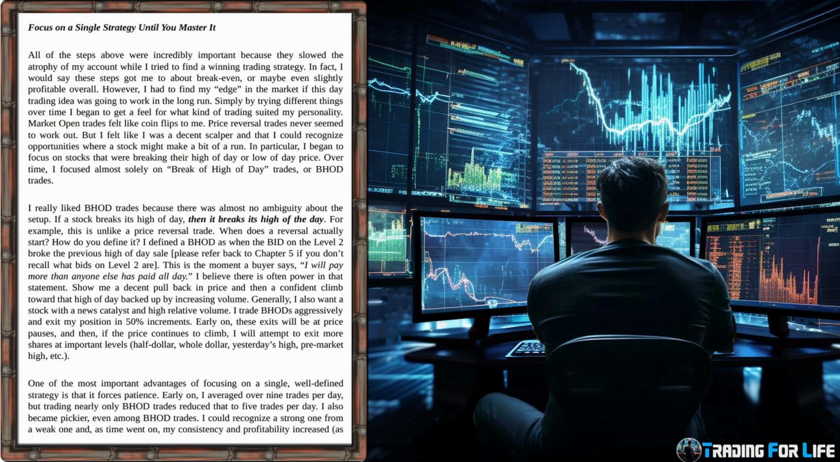Focus on a single strategy until you master it. All of the steps above were incredibly important because they slowed the atrophy of my account while I tried to find a winning trading strategy. In fact, I would say these steps got me to about break even, or maybe even slightly profitable overall. However, I had to find my edge in the market if this day trading idea was going to work in the long run.